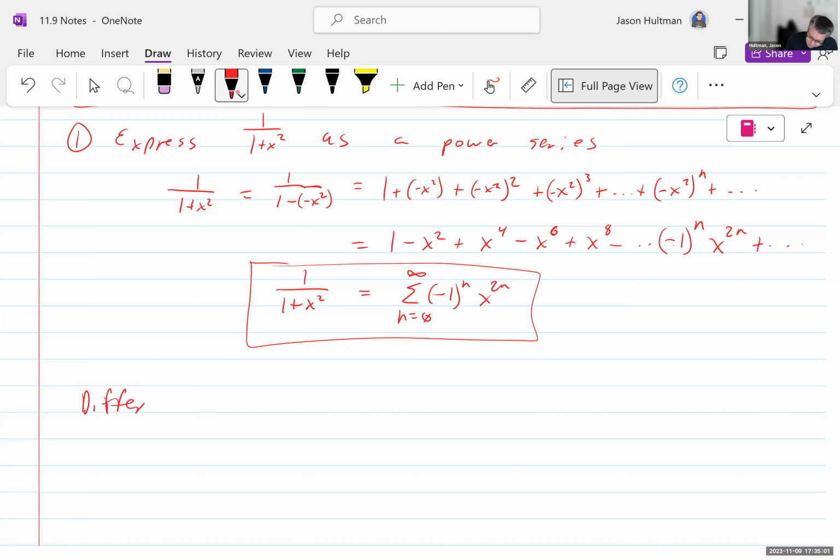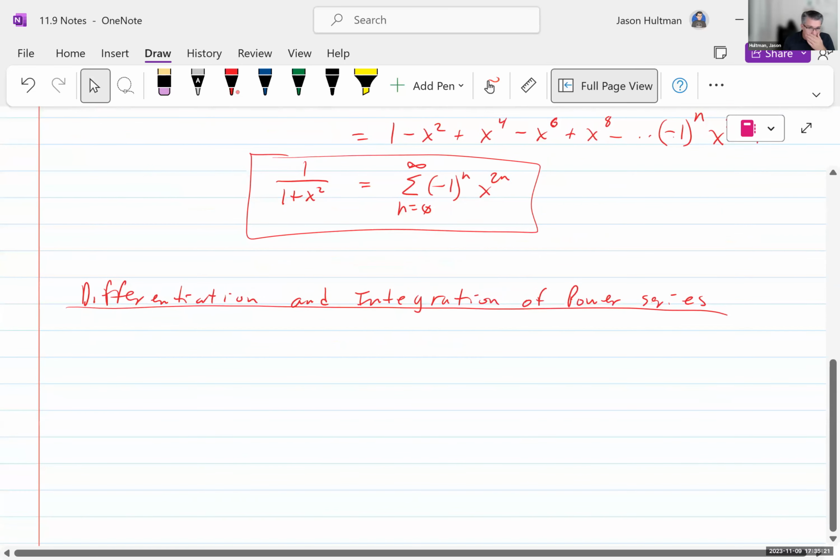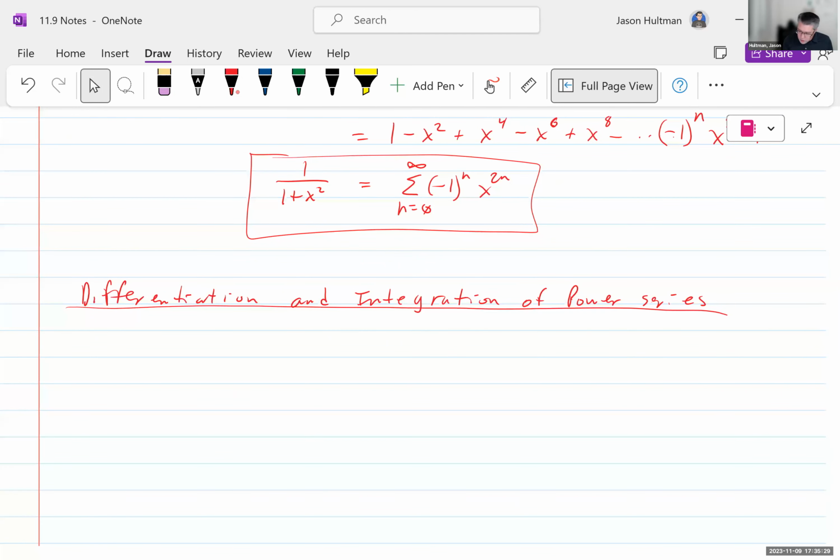Okay, differentiation and integration of power series. So we can integrate and differentiate to get various other functions, and put those functions in terms of a power series.